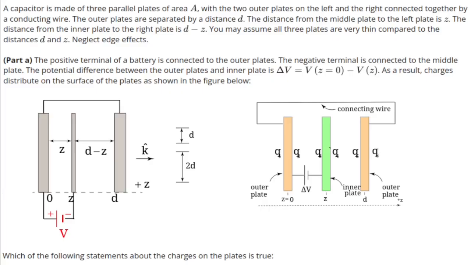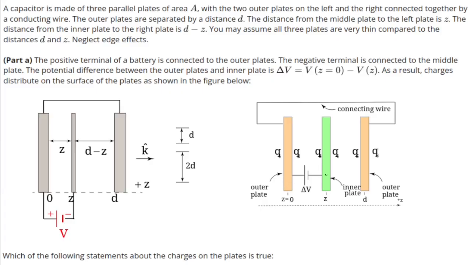And we can assume that the 3 plates are very thin compared to the distances d and z, and we can neglect edge effects. And in part A, the positive terminal of a battery is connected to the outer plates, the negative terminal is connected to the middle plate, and we're given a potential difference between the outer plates and inner plate as the potential at z equals 0 minus the potential at z.